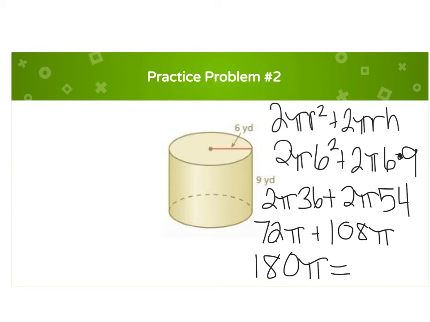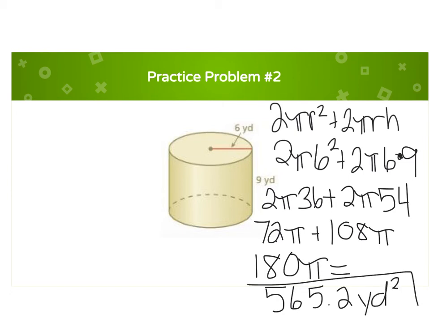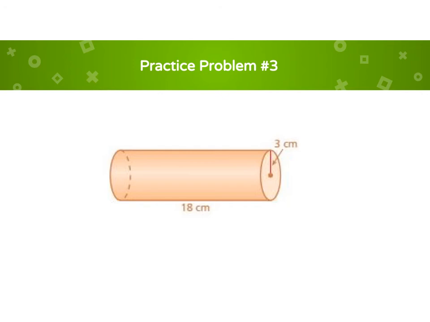So we're going to do 180 times 3.14, and we find our answer to be 565.2 yards squared. Final answer. Wonderful. I think we're on a roll here. I want you to try this problem on your own and then check your answer with mine.